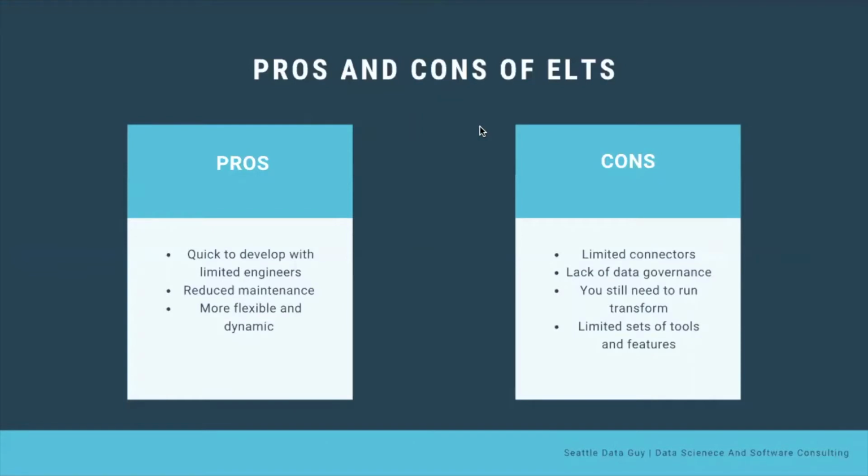It's really very hard to discuss the pros and cons of ELTs without somewhat referencing ETLs at the same time, since they both are kind of used for the same thing, and there are really supporters on both sides of these concepts. So the pros of ELTs are that they are very quick to develop with limited engineers. Because the focus is less on the transforms and the complex business logic and more on just getting data into the data warehouse, it's very easy to get data from point A to point B. This is why, again, things like Fivetran are very easy.